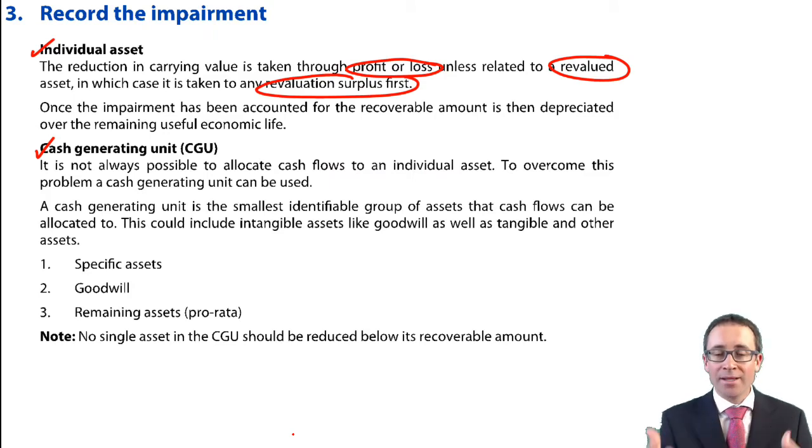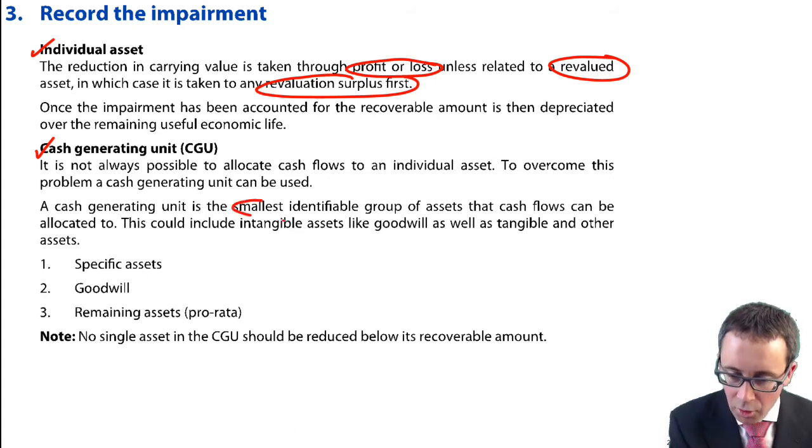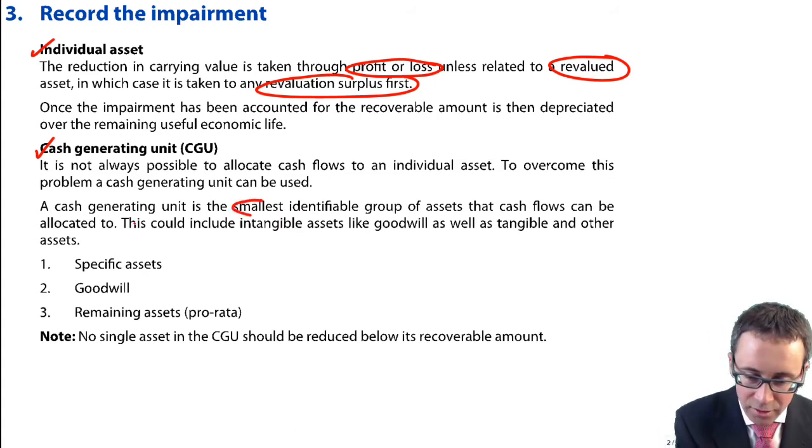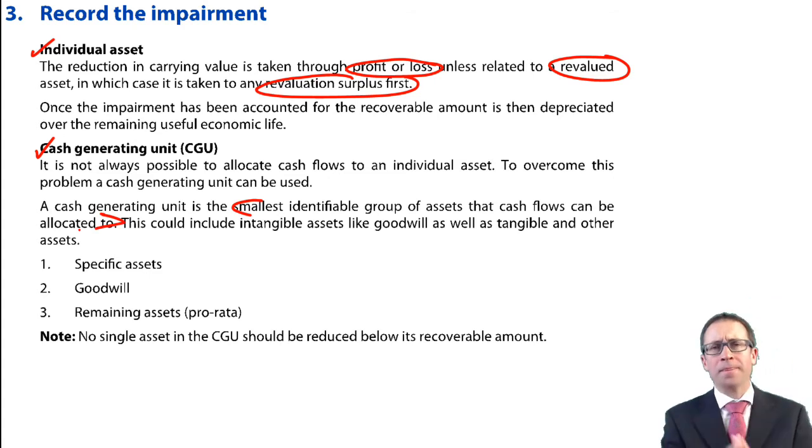By definition, and we've written it there, it is the smallest group of assets that cash flows can be allocated to. So you can take a restaurant or a business and allocate the cash flows to that overall business. So you can work out the value in use and the fair value less cost to sell. It's those cash flows that you get from using the assets. If it's difficult to work it out for an individual asset, then group them all together.